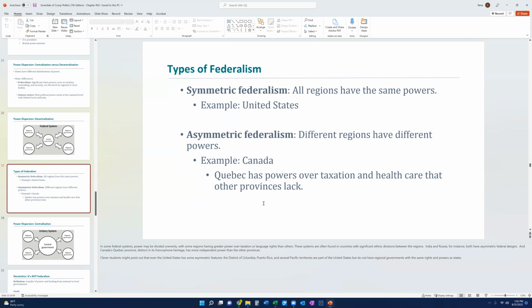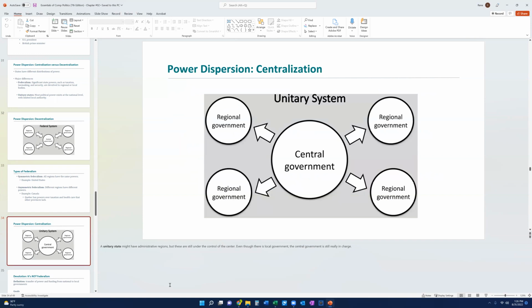Quebec has certain powers as a province of Canada regarding taxation and healthcare that other provinces in Canada will just not have the power to grant themselves. And here's how we distribute power in a unitary system. The central government is the main big government, telling regional governments what they may or may not do.